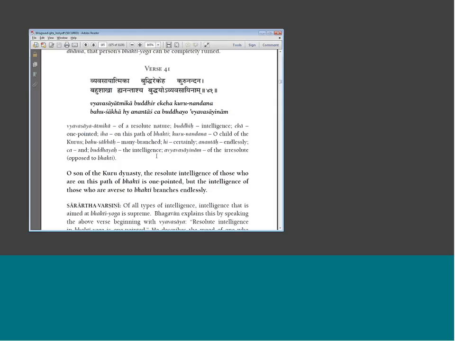Now here, this is referring specifically to bhakti, because bhakti has a very one-pointed goal. The goal of bhakti is to become free from this world, from the cycle of birth and death, and to achieve an eternal spiritual existence which is full of eternality, cognizance, and bliss. Sat Chit Ananda, or Satchidananda.